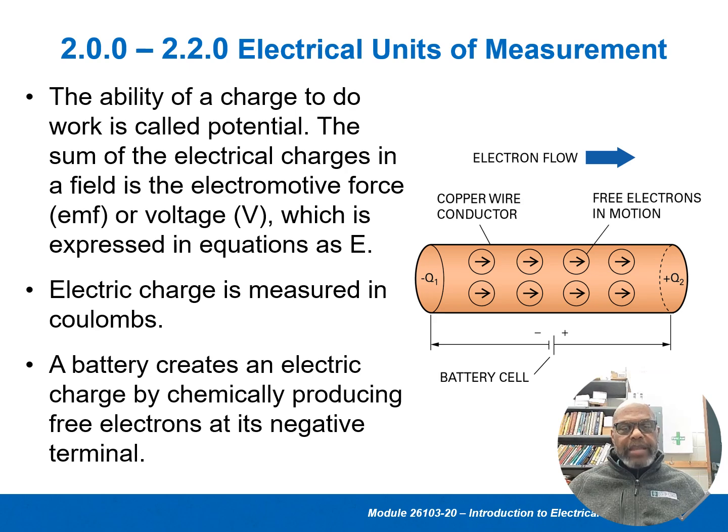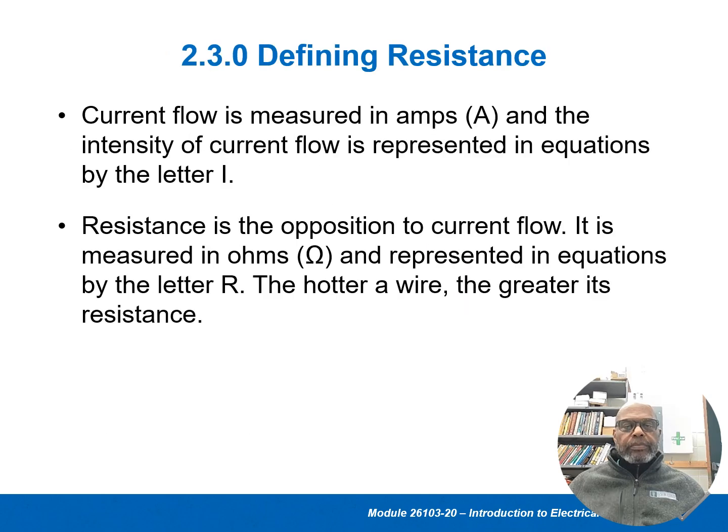A battery creates an electrical charge by chemically producing free electrons at its negative terminal. When that chemical reaction happens, it causes electrons to build up so they can be used. So that's voltage. The next term we're going to look at is resistance.